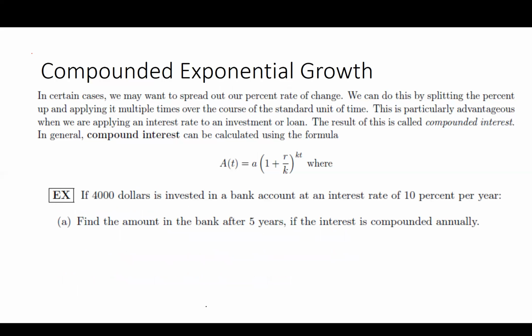So let's suppose I've got $4,000. It's invested in a bank account at an interest rate of 10% per year. Find the amount in the bank after 5 years if the interest is compounded annually. Take a second and do this. Round to the nearest cent.